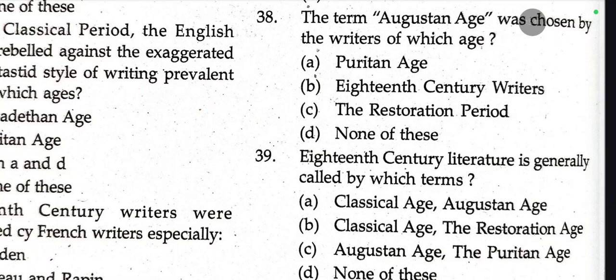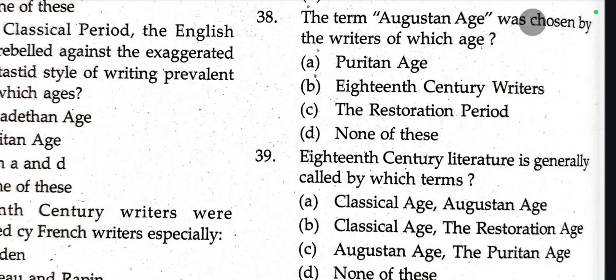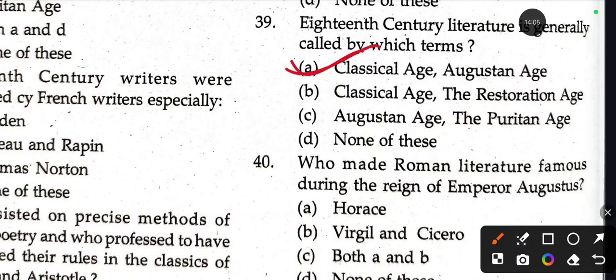The term Augustan age was chosen by the writers of which age? Augustan age was chosen by writers of 18th century. Question number 39. 18th century literature is generally called by which term? 18th century literature has two terms, classical age and Augustan age. So these are two general terms for 18th century literature.